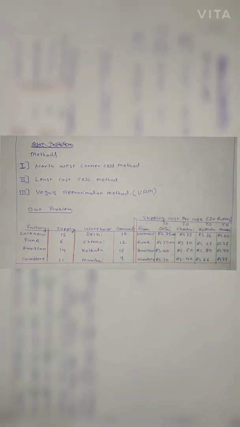Now here on the right hand side you can see the shipping cost from Lucknow to Delhi. The shipping cost is 25 rupees. From Lucknow to Chennai the shipping cost is 35 rupees. From Lucknow to Kolkata the shipping cost is 36 rupees, and so on. From Pune to Kolkata the shipping cost is 25 rupees. From Coimbatore to Chennai the shipping cost is 40 rupees. So these are different cost rates given for different routes. Say from Amritsar to Mumbai, the cost is 90 rupees. This is your shipping cost, meaning your transportation cost.